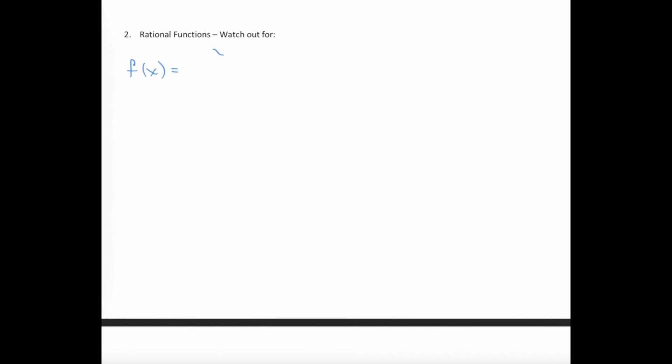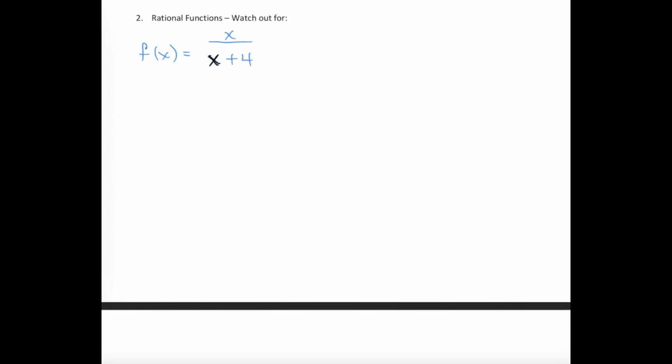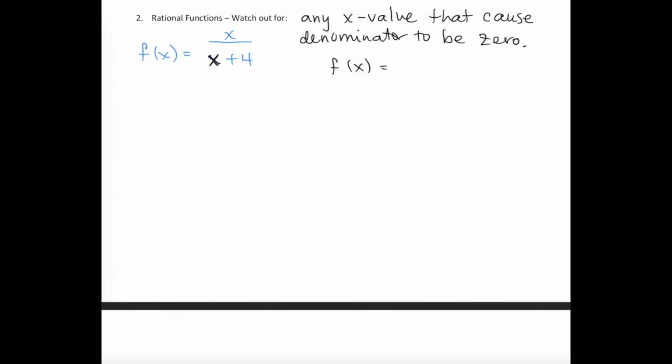A rational function is going to have an x in the denominator of a fraction. And if there's an x in the denominator of the fraction, what we're going to be watching out for is any x value that causes the denominator to be equal to 0. Because if we have a denominator that is 0, then we're going to get a quantity that is undefined, and if undefined is the output, we're not going to get a point because we can't graph an x value with a y value that is undefined, right? This is not a graphable point.